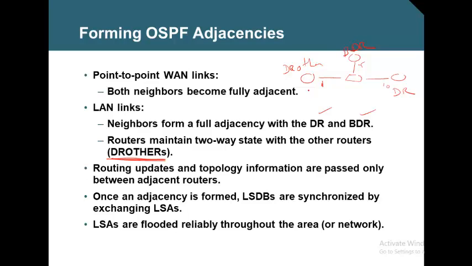Now between DR and BDR, they will have full relationship. This is also full relationship. Full relationship. What about when I have the fourth router? There is another router which is also having priority 1. This too will have two-way relationship. And this will have with both DR and BDR full relationship. Every other router will have full adjacency, meaning they will share everything among themselves.